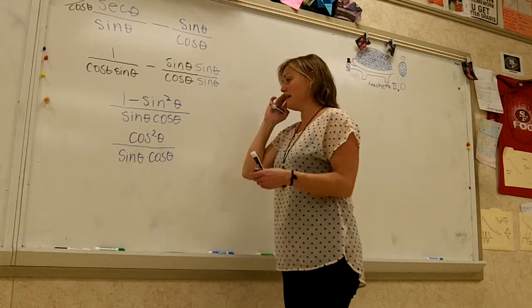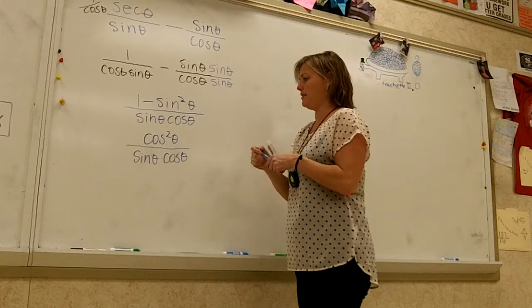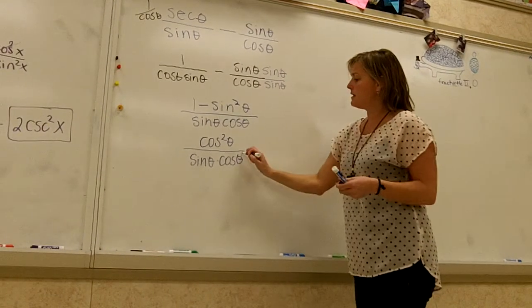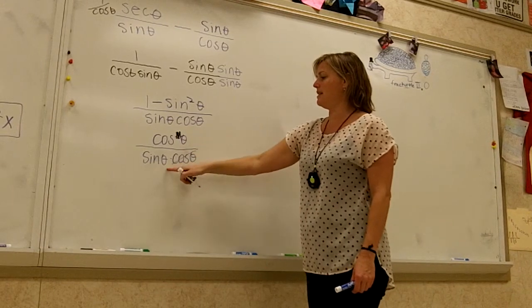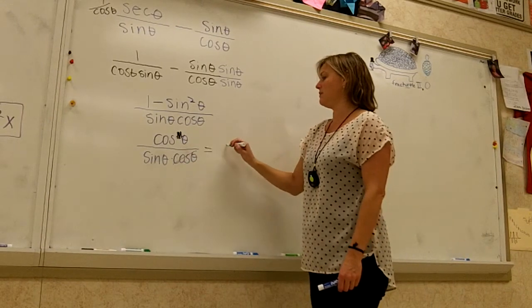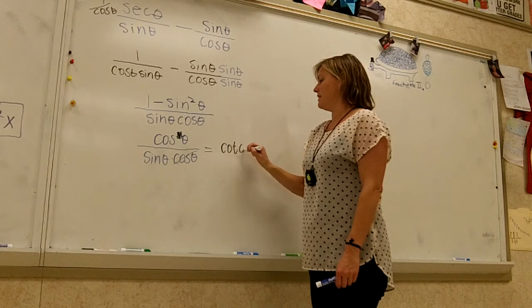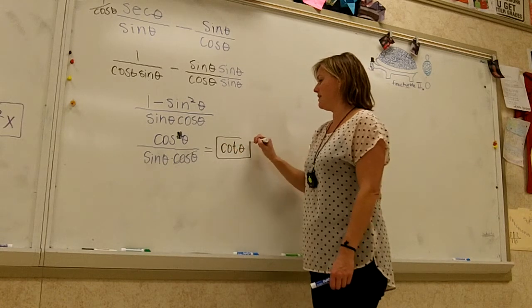Now that I've turned everything into multiplication, simplifying is a breeze. So this cosine in the bottom cancels this one out of the top, and I'm just left with cosine theta over sine theta, which is just really equal to cotangent theta.